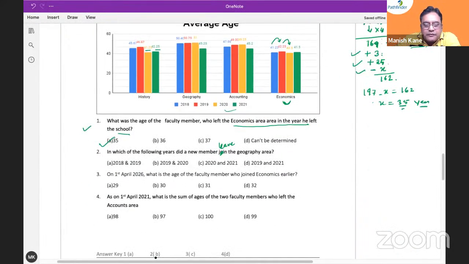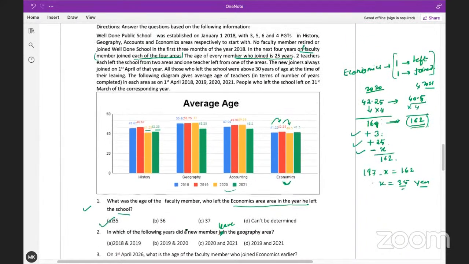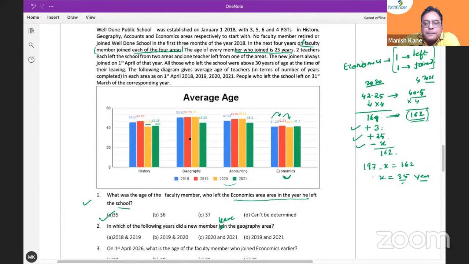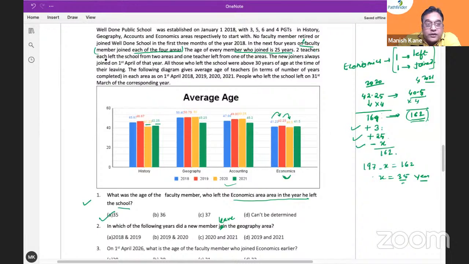The answers to the other questions. Sir, yes, one doubt: 2 teachers each left from school from 2 areas. What does this mean actually? One, 2 teachers left from 1 area is fine. No, but 2 teachers each left from 2 areas. That means there are 2 areas from which 2 teachers left. Could be in the same year, could be in 2 different years. But the data tells me that in geography and probably in accounting.